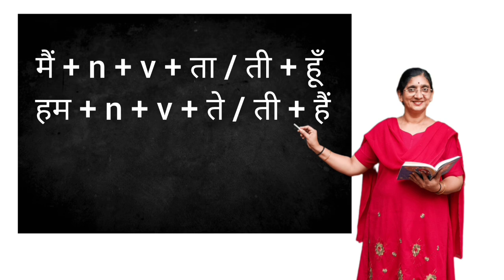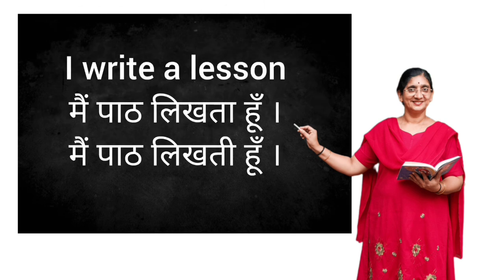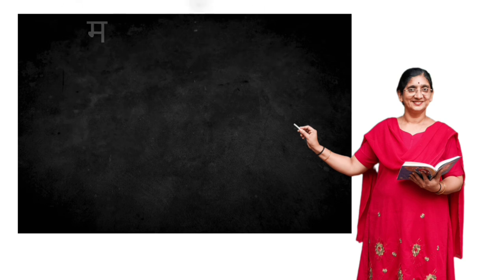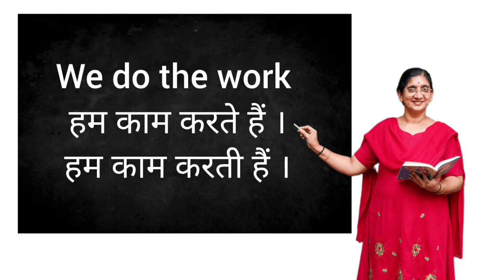Now let us see one or two examples for the same. I write a lesson. Lesson is पाठ and write is लिख. So मैं पाठ लिखता हूँ in masculine form and मैं पाठ लिखती हूँ in feminine form. We do the work. Work is काम and do is कर. So it will be हम काम करते हैं in the masculine form and हम काम करती हैं in the feminine form.